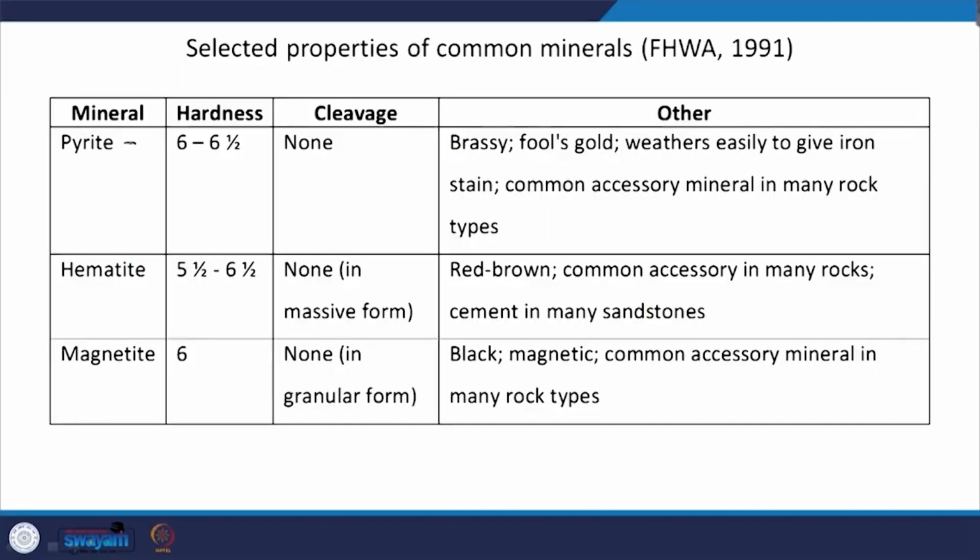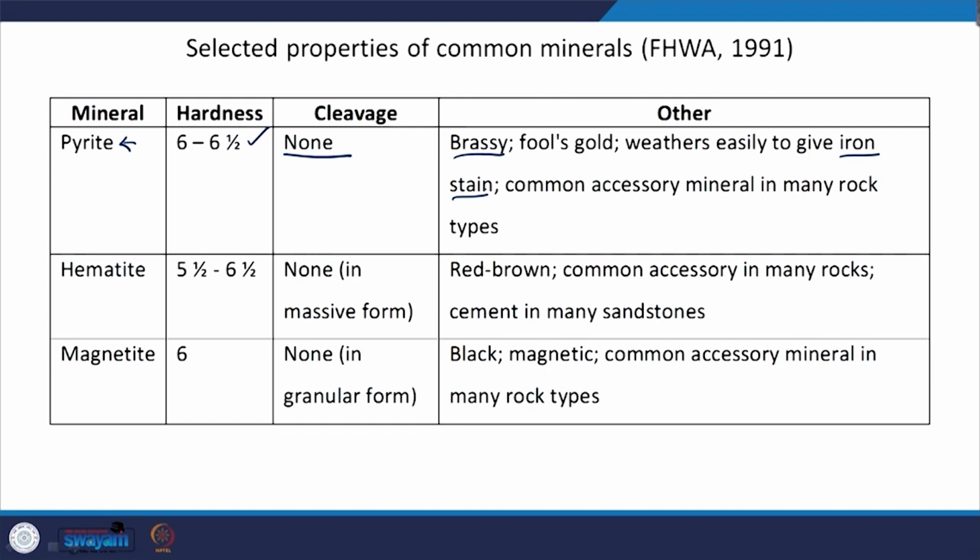Now, this table gives us the idea about some of the common minerals and their characteristics. For example, if we have pyrite, its hardness falls in the range from 6 to 6.5. No cleavage plane. As far as the other properties are concerned, it is brassy. It is also called fool's gold. So, it gives you the appearance of gold, but it is not. It weathers easily to give iron stains. Keep that in mind.